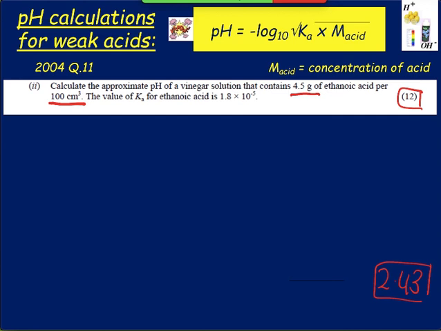Miss, with the ethanoic acid, is that the CH3COOH or is that the CH3COO minus? So what does your gut say? Sam, what would you do if it was in a test? The minus one? No, so the minus is the ethanoate, the minus is the salt. So CH3COOH is ethanoic acid.